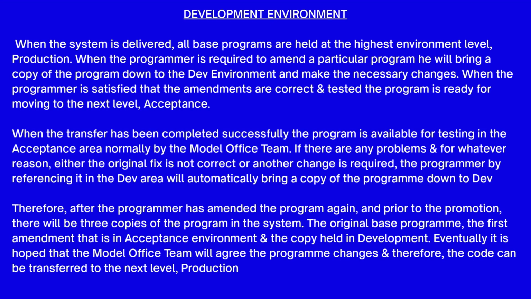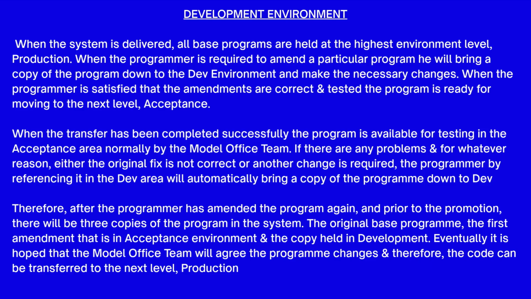Development environment. When the system is delivered, all base programs are held at the highest environment level, production. When the programmer is required to amend a particular program, he will bring a copy of the program down to the dev environment and make the necessary changes. When the programmer is satisfied that the amendments are correct and tested, the program is ready for moving to the next level, acceptance. When the transfer has been completed successfully, the program is available for testing in the acceptance area, normally by the model office team.